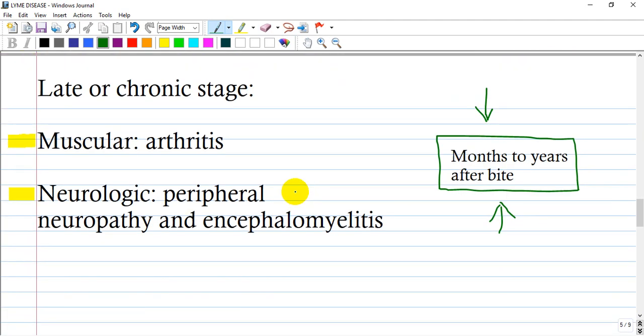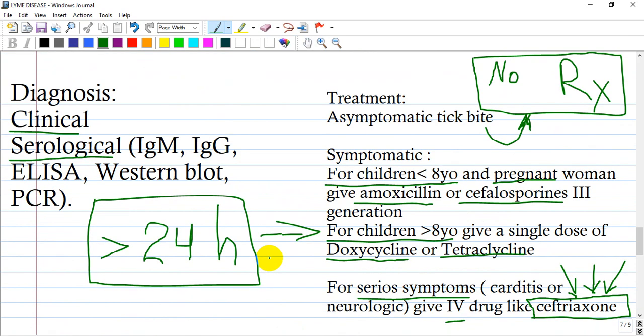And the late or chronic stage can take months to years after the bite. It can develop arthritis, peripheral neuropathy, and encephalomyelitis. So how do we diagnose Lyme disease? If we have a classic picture, there is no need for additional tests. If not, or the stage is advanced, there are many serological tests like IgM or IgG antibodies, ELISA, or PCR.